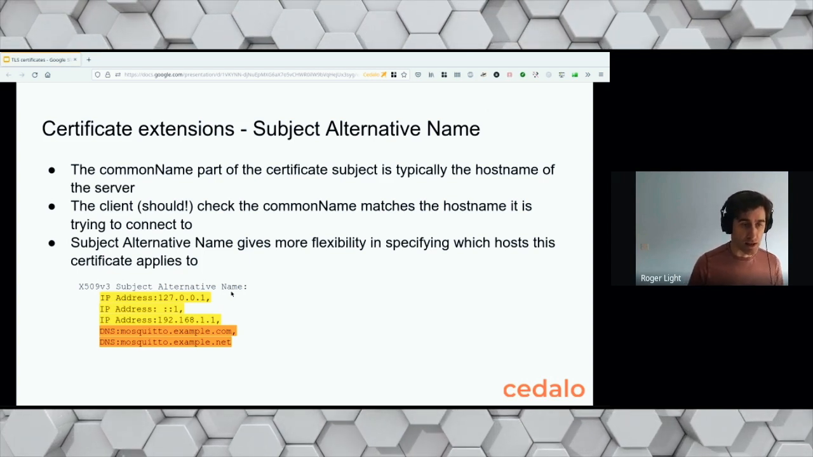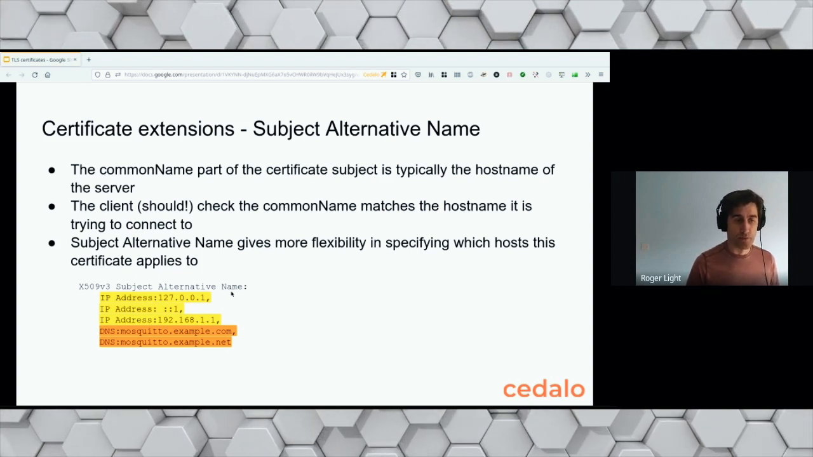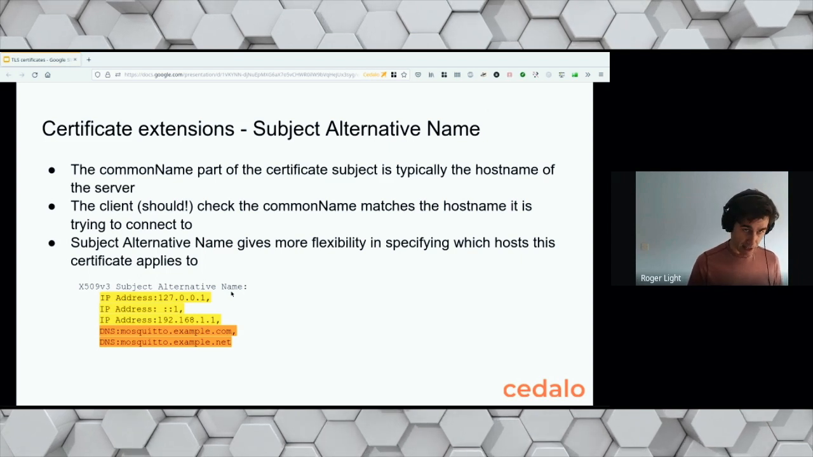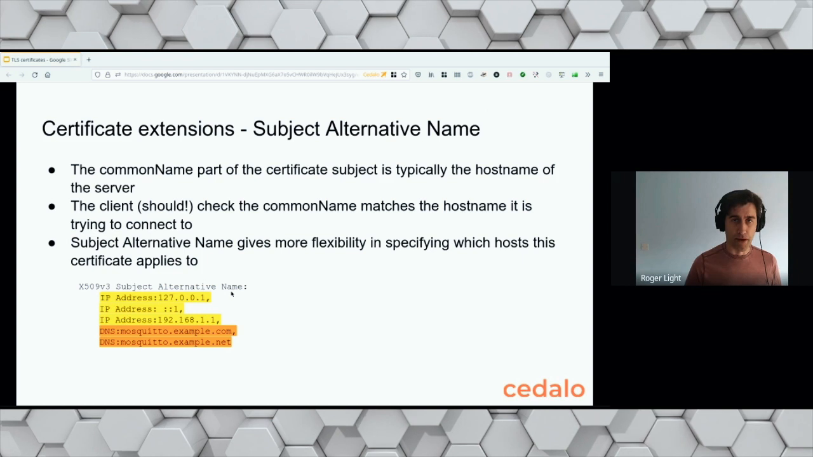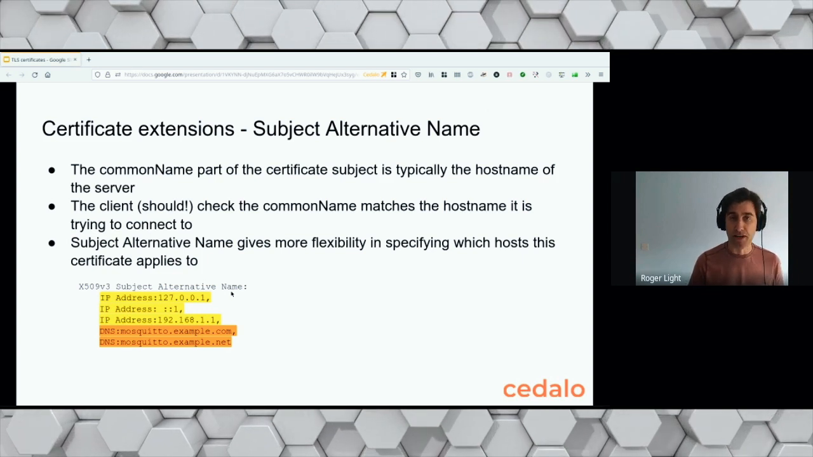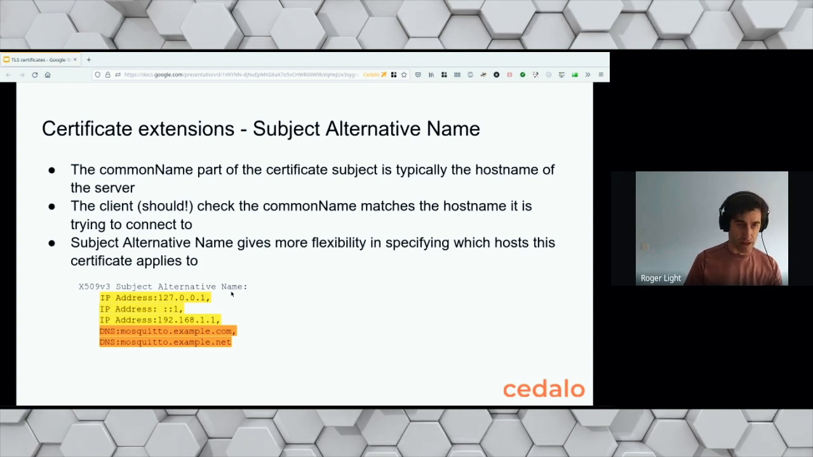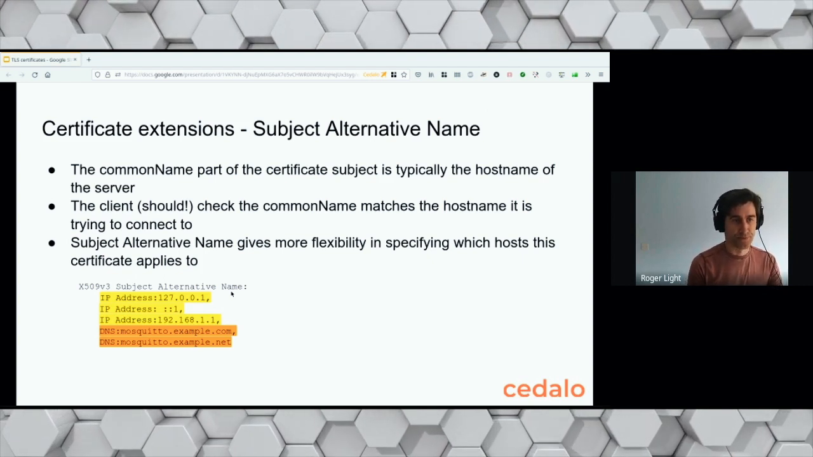You can see in the highlighted text below, we've got three IP addresses in yellow that are being considered valid for this certificate, and two made-up host names that would also be considered valid for the certificate as well. So five different things rather than just one. So that's a real benefit in some situations.